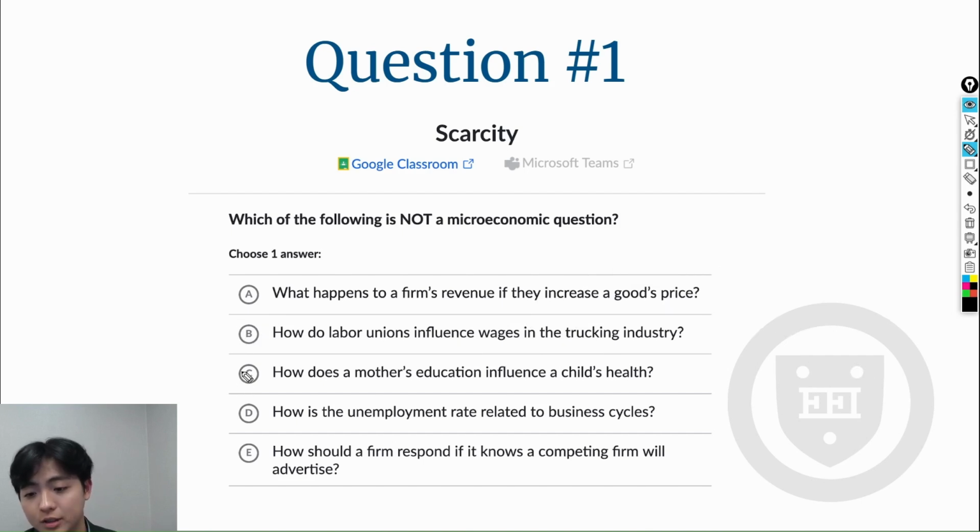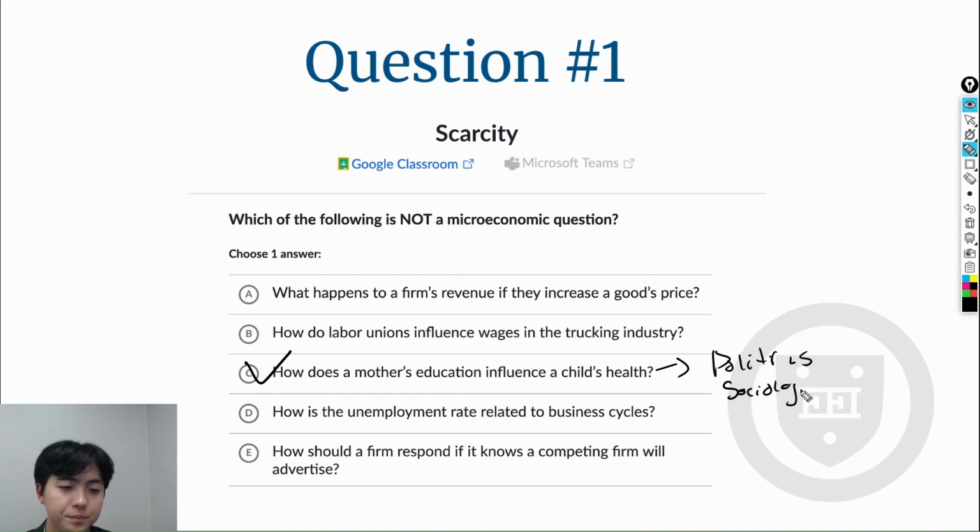Number C, how does a mother's education influence a child's health? It's not economic if you think about it. So it's about education and health. It is not about economic behavior. You'll see this usually in like a political science or maybe sociology. But overall, it's not related at all.